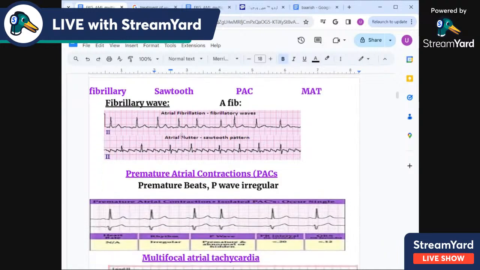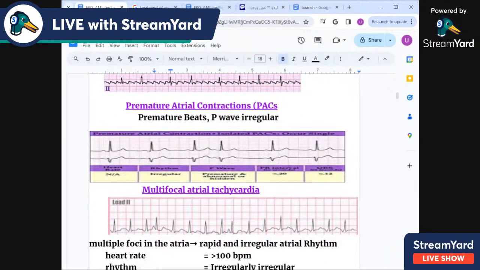Then the next is the sawtooth P wave, the flutter wave, sawtooth. Here the atrial rate is 240 to 360 beats a minute, so less than the rate in atrial fibrillation. The block is 2 to 1, 3 to 1, or 4 to 1. The QRS is regular but may be irregular, but it's also narrow because it's above the bundle of His.